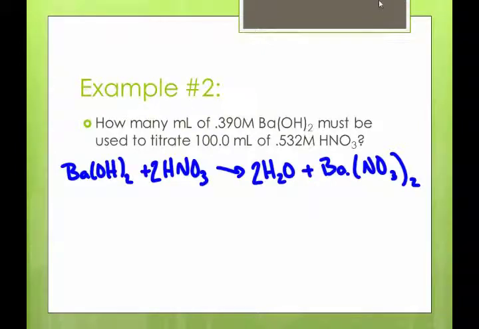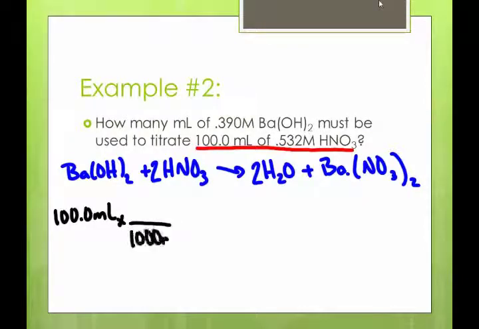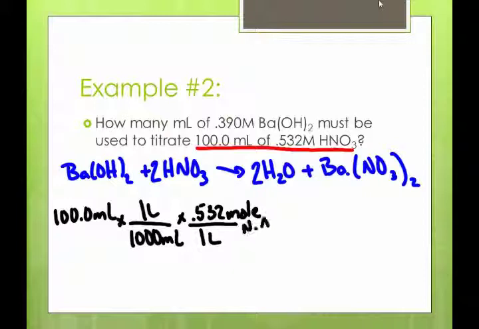I go back and check the problem and see I've been given 100 milliliters of 0.532 molar nitric acid, so that's where I will start. I'm changing my milliliters to moles, first getting out of milliliters into liters. Using my molarity here in this step to change to moles of nitric acid. I'm just going to abbreviate nitric acid NA.